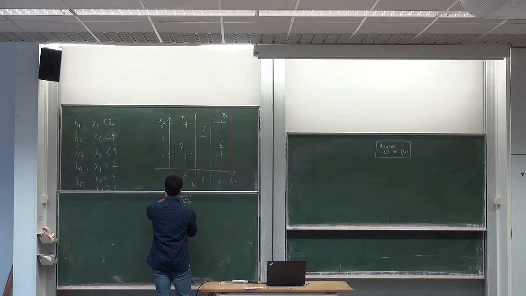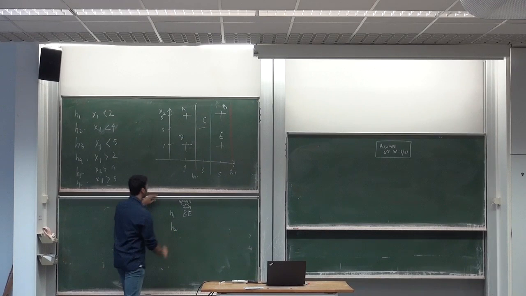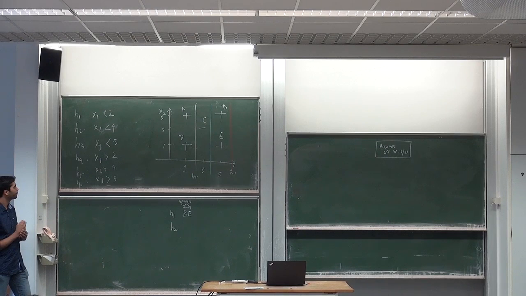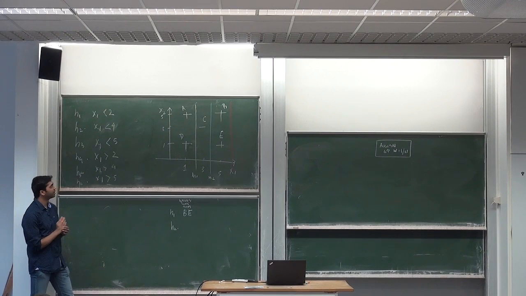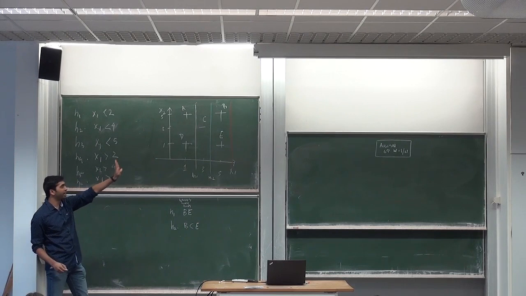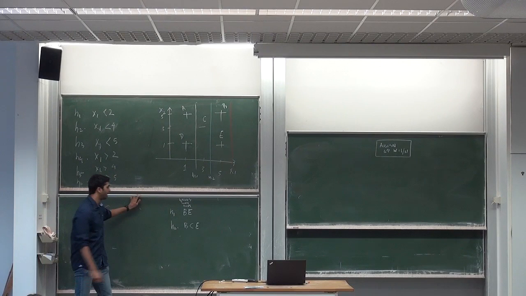We need to do this exercise for all of them. So what's the error that H2 makes? H2 is X1 less than 4. H2 says everything to the left of that blue line is positive. So what are the errors that it makes? That's true, it makes B, C, and E. B and E are to the right; they should have been negative, but they're classified as positive. And C is to the left, which should have been positive, but it's classified as negative. Is this clear, how we came to these errors? Okay, then we need to do this for all of them.